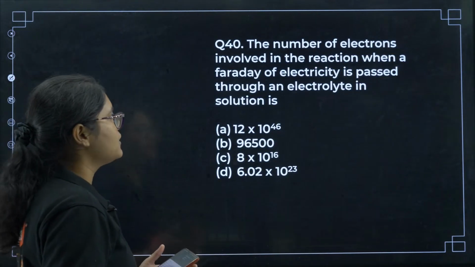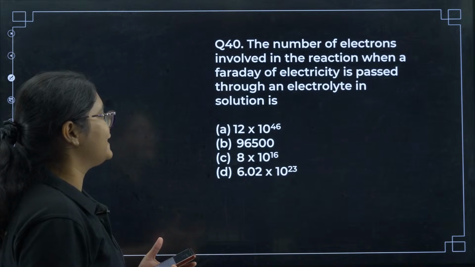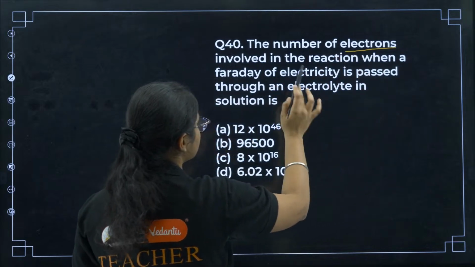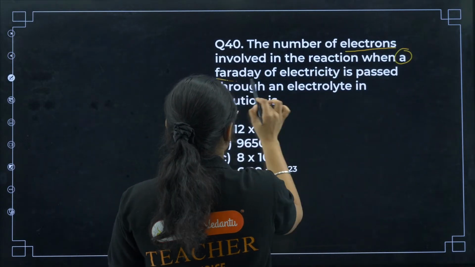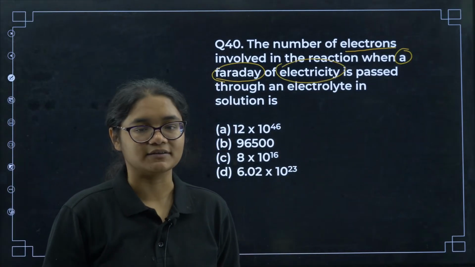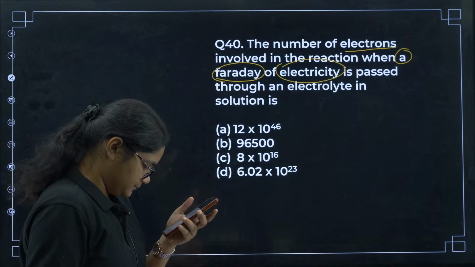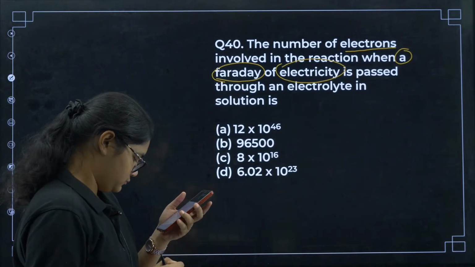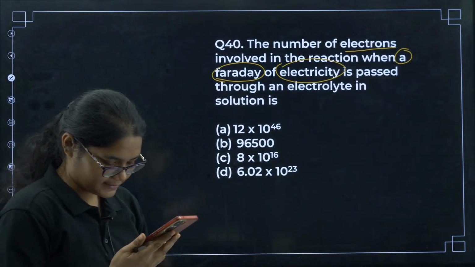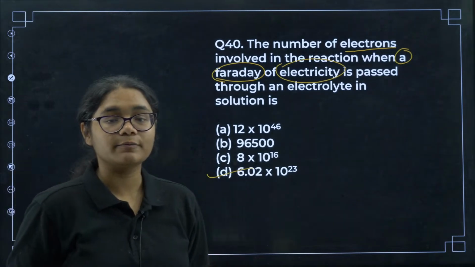Last question. The number of electrons involved in the reaction when a Faraday of electricity is passed through an electrolyte is. Yes, very simple question again. 1 Faraday of electricity is passed. 1 Faraday of electricity is equal to how many electrons? It is asking about the number of electrons. Again, it is the same question with a different number. Yes, Pushpavati, it is correct. 6.02 into 10 to the power of 23.